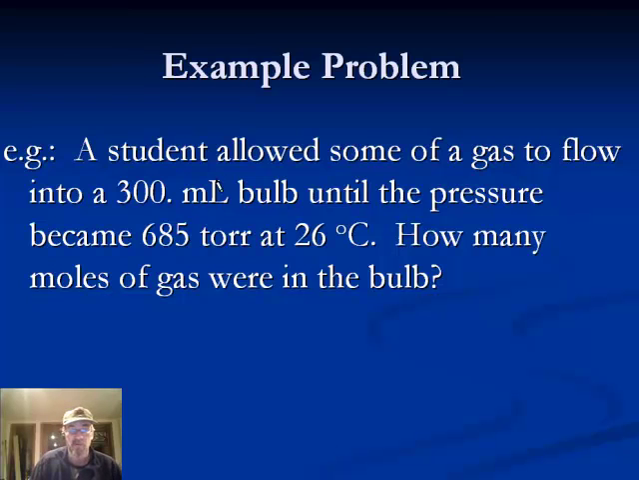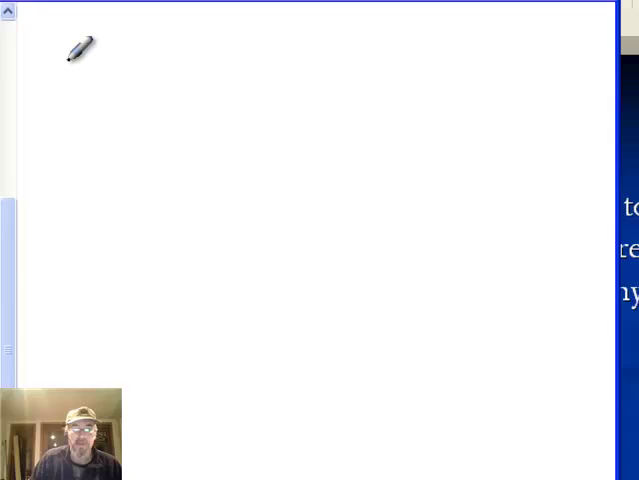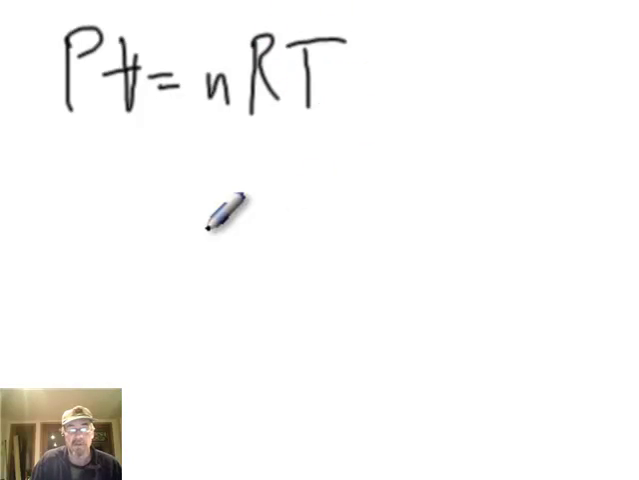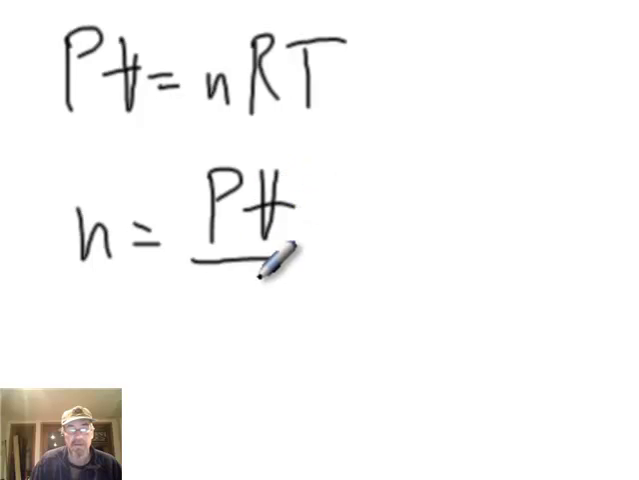Here's the information that's given to us. There's a volume. The pressure is given, set at 685 torr. There's a temperature. And the question is, N. How many moles are in the bulb? Well, let's set this problem up using the ideal gas law. Pressure times volume is number of moles times R times T. N is what we're trying to find here. So that would be PV divided by R times T.